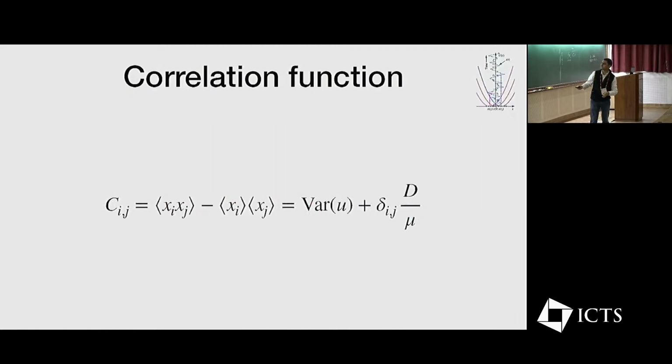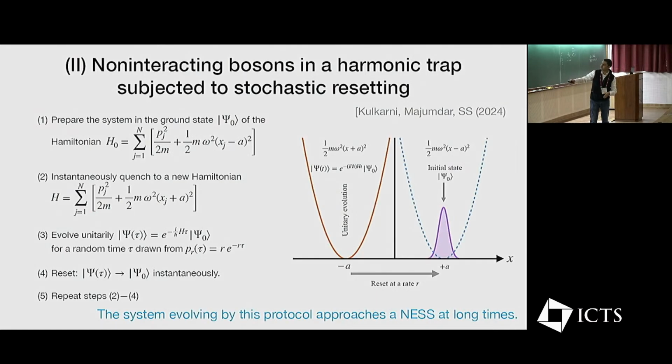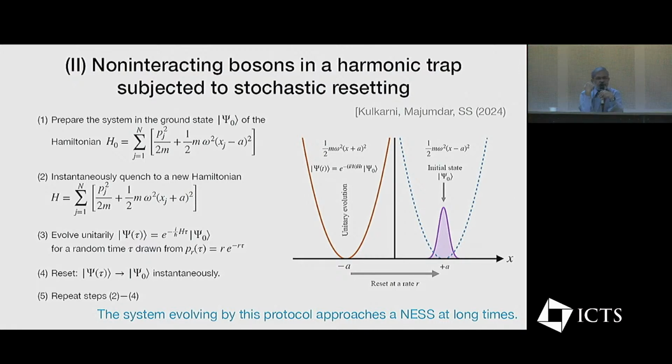So you quench to the ground state of this harmonic trap. Right. And then you evolve in that harmonic trap basically. But the reset also, I can think of that as a second quench or not? It is a second quench.